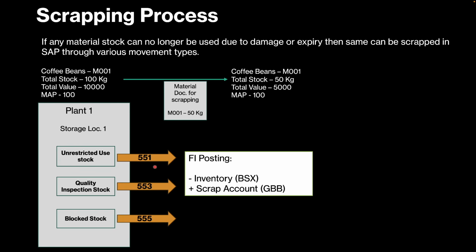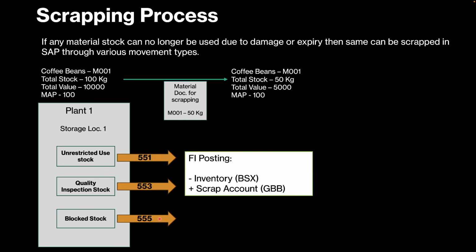And again, all these movement types are like goods issue movement types. They will basically issue the stock from your existing inventory. So you can see here, if you post a material document for scrapping for 50 kg, the quantity will get reduced by the scrapping quantity and the value also will reduce accordingly. And again, you will have a FI posting happening in which you will have a credit entry against the inventory and a debit entry against the scrap account. So you can see here your inventory will get reduced and a debit entry will happen against the scrap account.